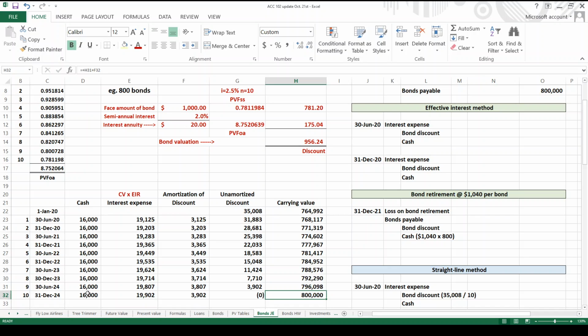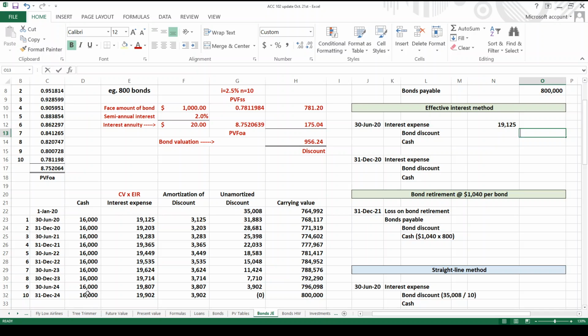Okay, it's a beautiful thing. So it shows the math is correct. That number, that 764, is correct. All right, now if we have this chart, all we're going to do is paint by the numbers now. According to this chart, our interest expense is 19,125. This is the effective interest method, yeah? So you use this number.